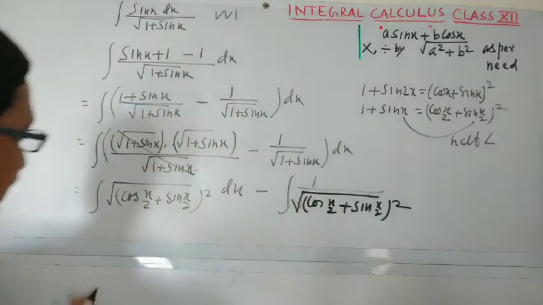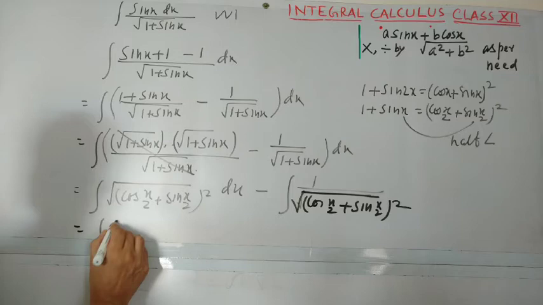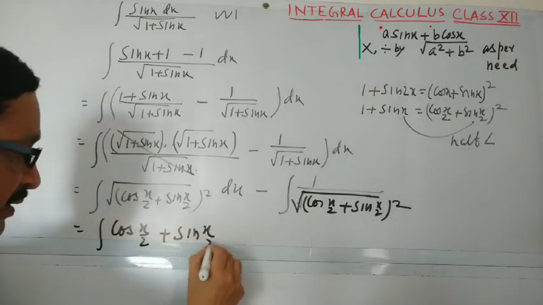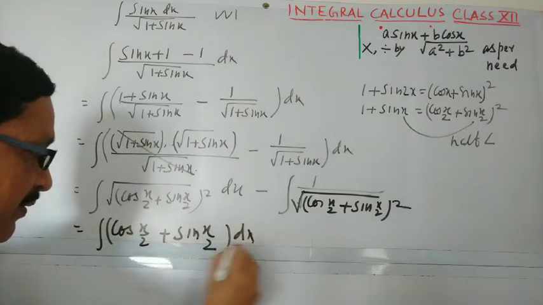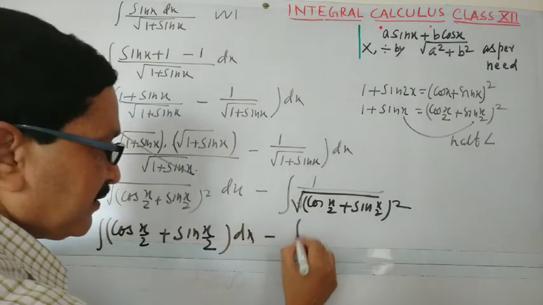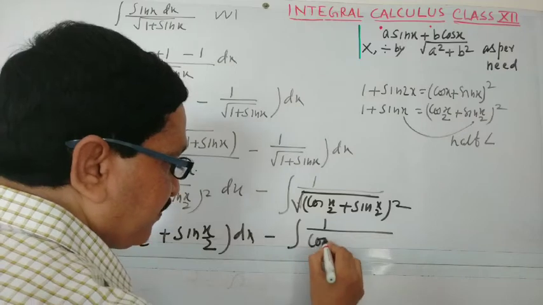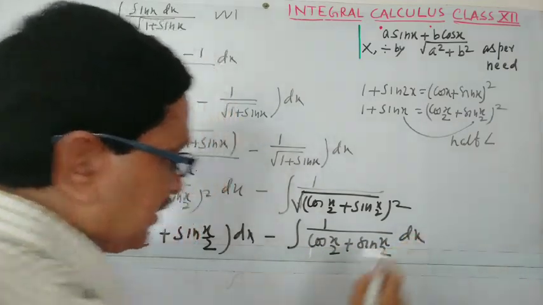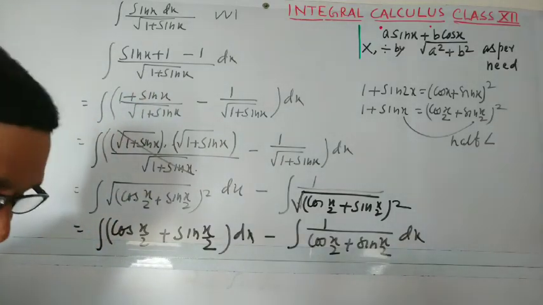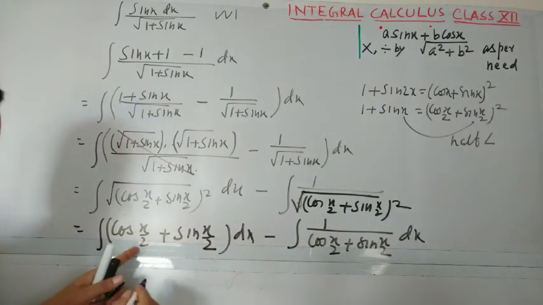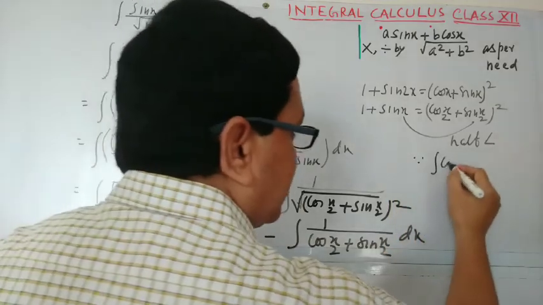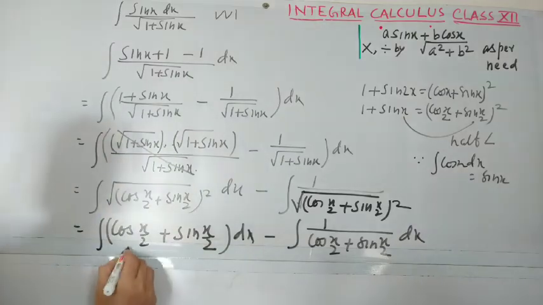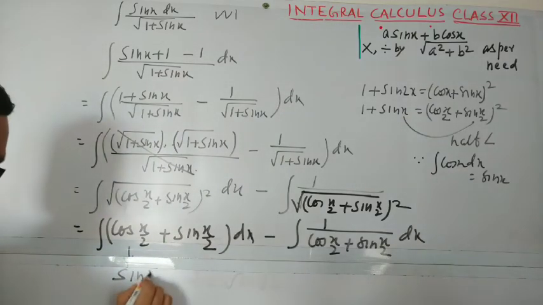Now see what we are left with. We are left with cos x by 2 plus sin x by 2 dx minus 1 by cos x by 2 plus sin x by 2 dx. Now see the second part. The first part is very easy. Integration of cos x dx is sin x. So it will be sin x by 2.